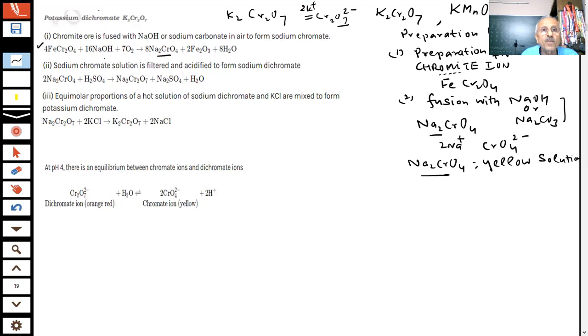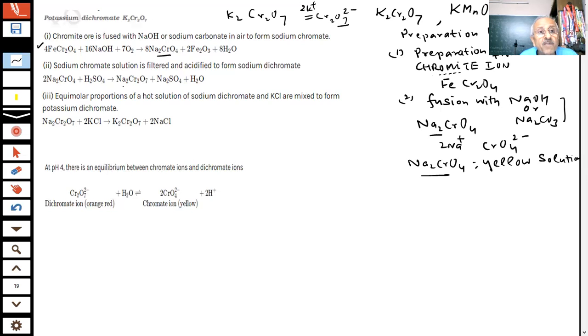So what will we do, students? The yellow colored solution is filtered off and acidified with sulfuric acid. The sodium chromate solution, which is yellow in color, is filtered and acidified. It is reacted with an acid like H2SO4, students. So what will happen when you react this with H2SO4?